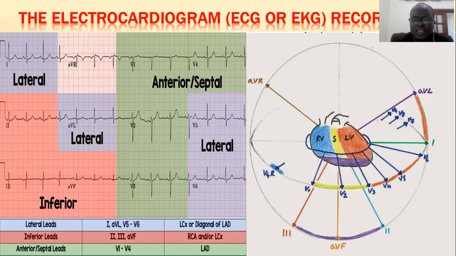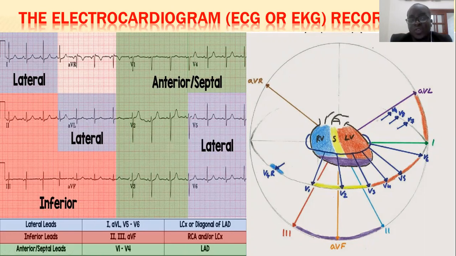By looking at this ECG, you'll be able to tell that lead 1, AVL, V5, V6 are looking at the lateral aspect of the heart. So these will tell you information about the lateral aspect of the heart. Mainly you're talking of the left ventricle, and you know the left ventricle is the most important when you're talking of pumping of blood to the systemic circulation. So any issues with these leads, then you know this patient is in trouble.